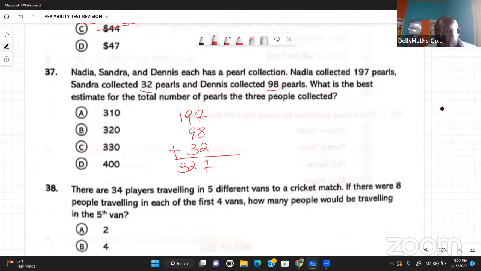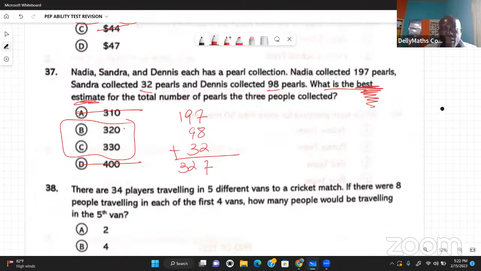But the question says, what is the best? Best is the word, best. So it's not the exact thing. Best estimate for the total, right? So you tell me, which one of these is closer? 400 is out, 410 is out. So you're left between B and C. Which one is it closer to, right? You definitely see that it's closer to 30 than the 20.